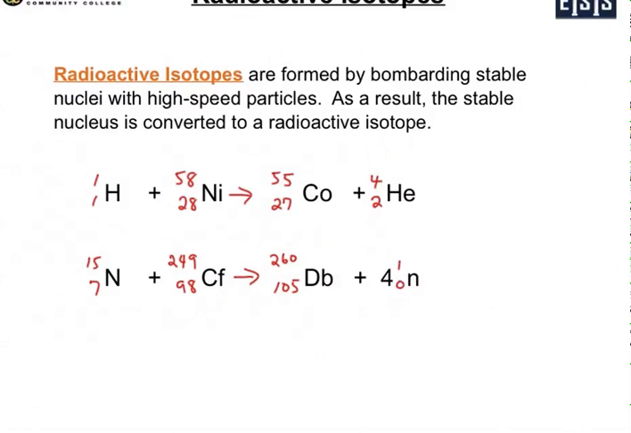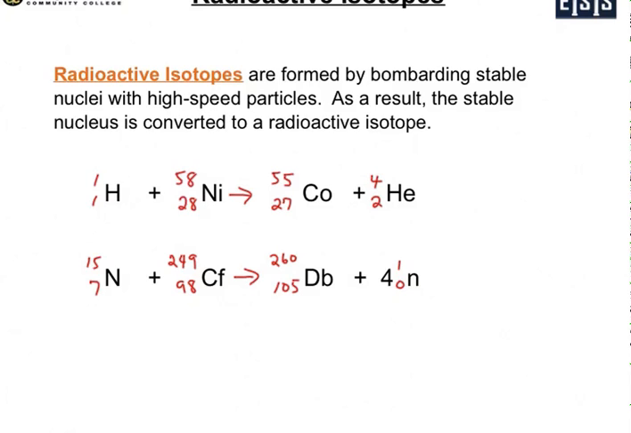Now, last thing we want to talk about is how radioactive isotopes are formed. Generally, you won't have too many homework assignments involved with radioactive isotopes in introductory courses, but it's normally presented in the chapter, so we're going to go over it here. You can form a radioactive isotope by bombarding a stable nucleus with a high-speed particle. As a result, the stable nucleus is converted into a radioactive nucleus, or isotope.